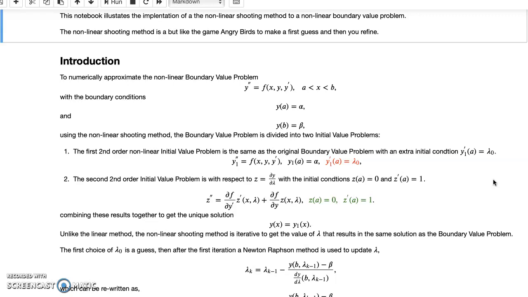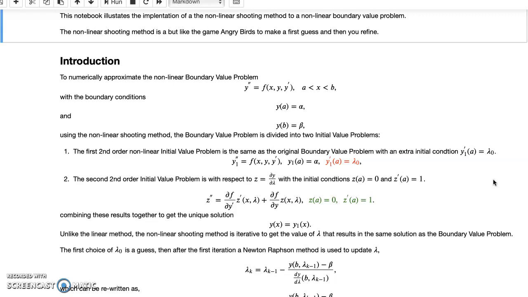Now, the second equation is a bit more subtle. Because we've introduced a new parameter, lambda, we have two dimensions here. We have x and lambda. So we have to introduce a new variable, that y is a function of x and lambda, so we can differentiate everything with respect to lambda. That gives us a new term z. So z is dy d lambda. So it's kind of a funny thing.